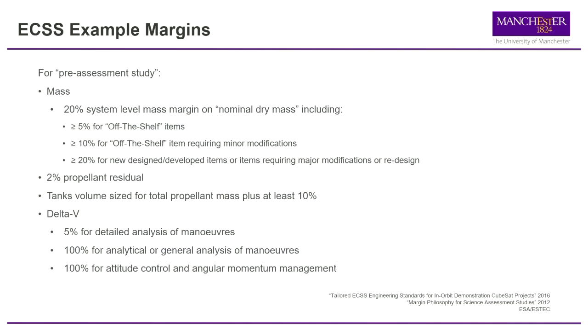And I mentioned ECSS, so the example here, if you've got system level masses, then if it's off the shelf, it's usually pretty well characterized. It's something you can go out and buy. You might only add 5%. If it's something that's completely new, you might add 20%. Always add 2% propellant because it's stuck in the bottom of the tank. You can't get it out. Okay? And then on delta V, yeah, you might have the difference between 5 and 100% depending on the type of analysis you've done. There are lots and lots of guidelines that you can go and look for that talk about this for different subsystems, different stages of design. Okay, these are things that are adopted widely in industry.